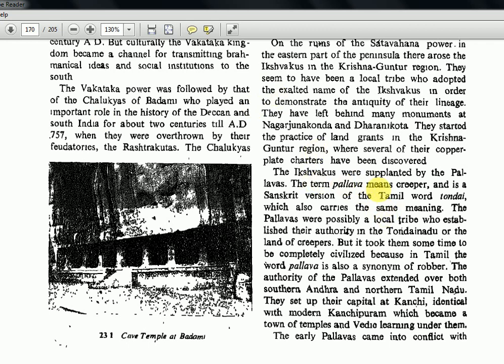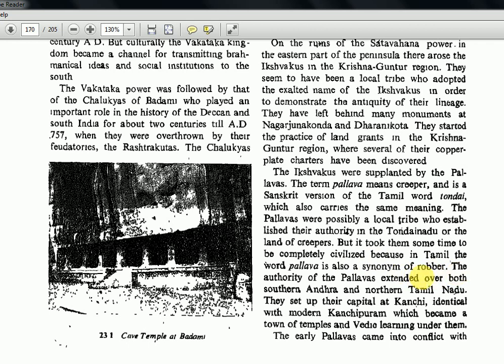Pallava means creeper. The term is a Sanskrit version of the Tamil word tondai, which also carries the same meaning. The Pallavas were possibly a local tribe who established their authority in the Tondai Nadu, or the land of creepers, but it took them some time to be completely civilized, because in Tamil the word Pallava is also a synonym of robber. Because the name had this confusion, and the respectability was not there, they took some time to become a respectable kingdom.